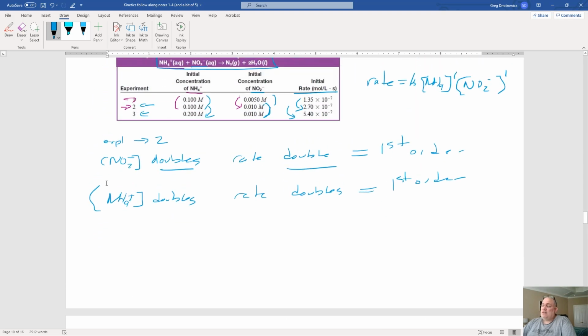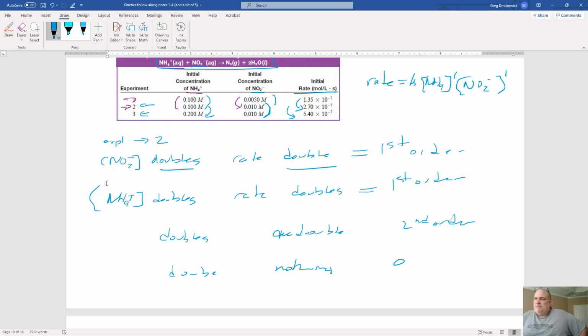Now, what you should be aware of is that if one thing doubles and the other thing quadruples, that would be second order. And if something doubles and the other thing does nothing, that would be zero order.